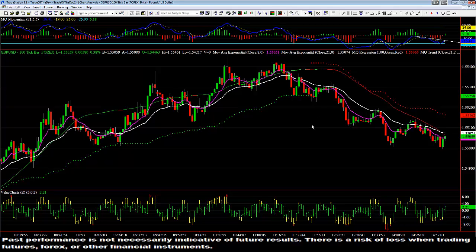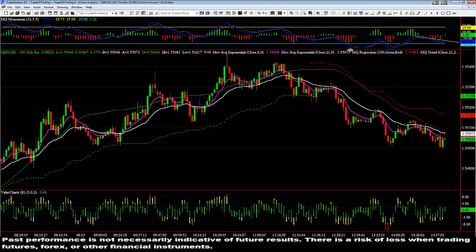But obviously you want to go with the trend here. So when you have your MQ trend and regression both down, you're trying to find an entry point here. You want to go with it, not necessarily a counter trend. It wouldn't be used as a major indicator here. It can just sometimes be used as a guiding point.